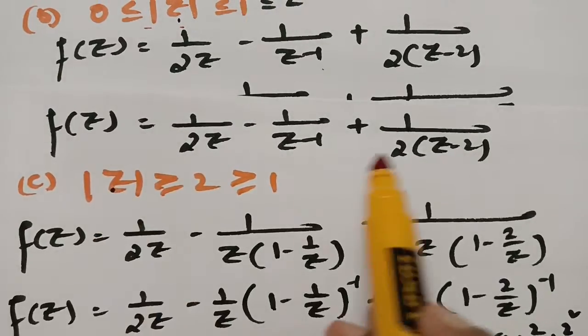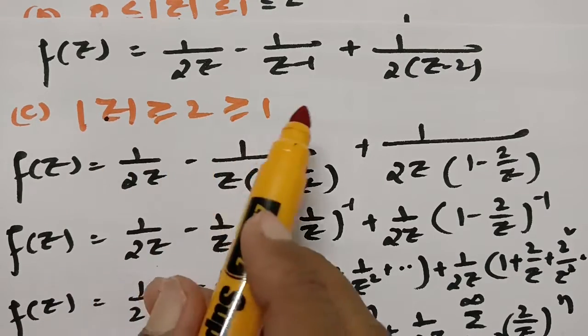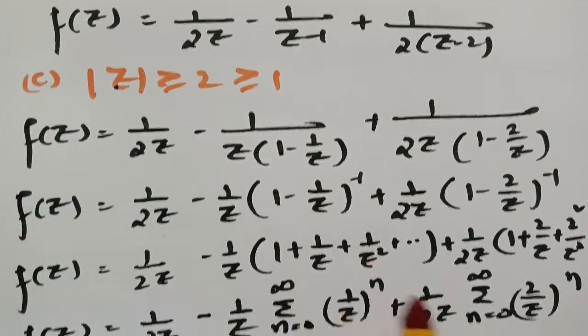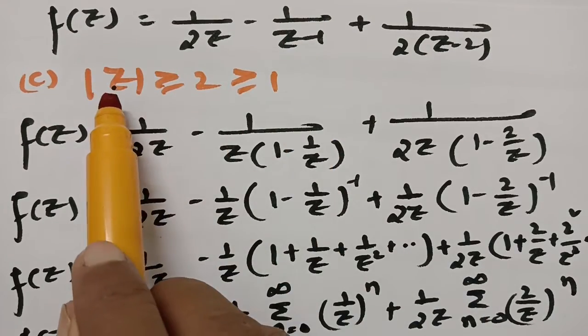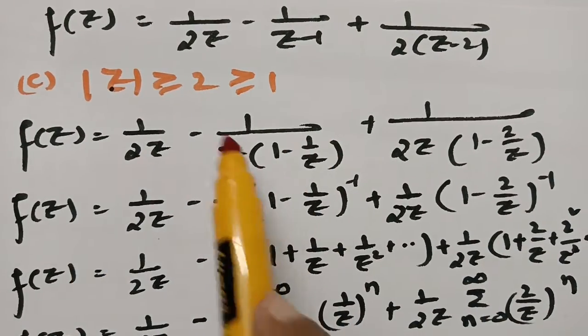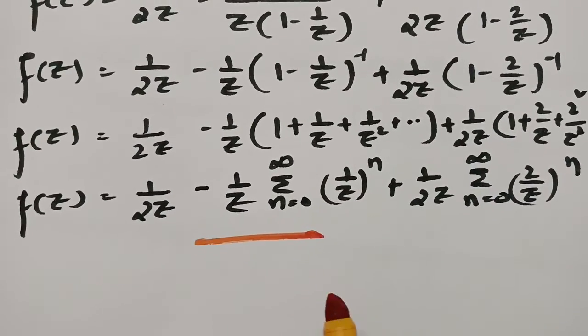And here f of z is this one, and the third case here is mod z greater than or equal to 2. If z is greater than or equal to 2, z is even greater than or equal to 1. And therefore, among z and 1, which one is greater? Z is greater. So I have taken z common. Among z and 2, z is greater. So I have taken z common. So this is the final answer according to the Laurent series.